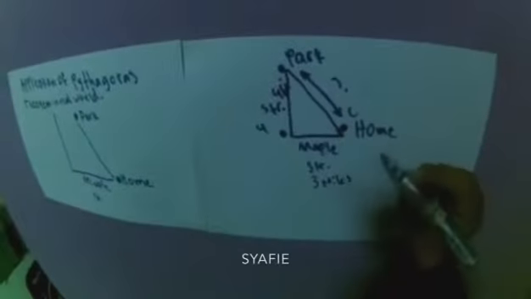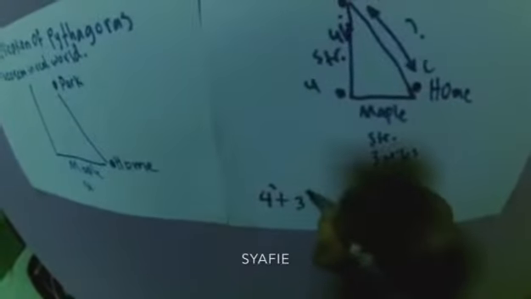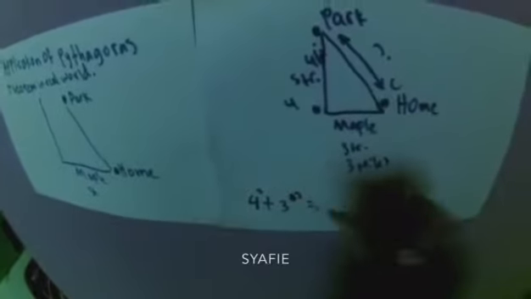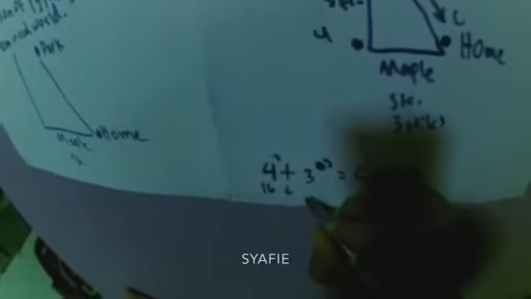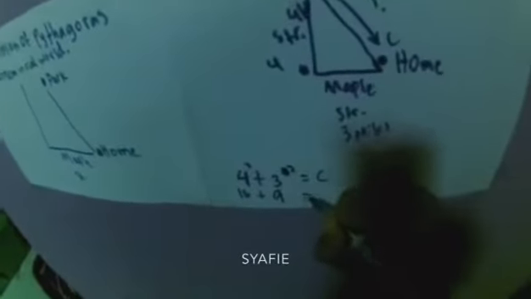Now we're going to use the theorem. Obi Street is 4 miles, so you must square it, plus 3 miles squared, equals C Street squared. 4 squared is 16, plus 3 squared is 9, which equals 25. So C Street squared is equal to 25. That's all.